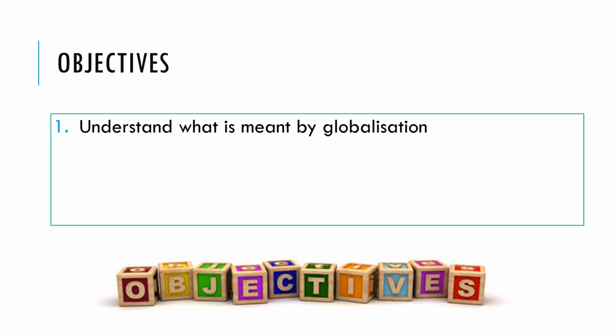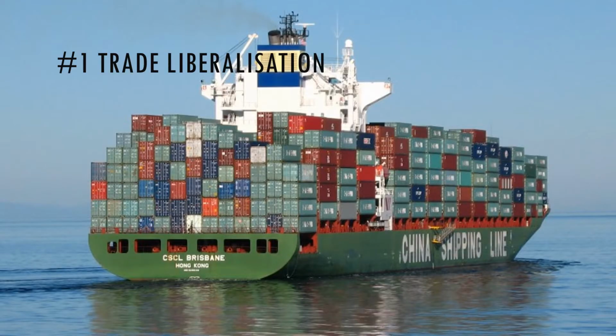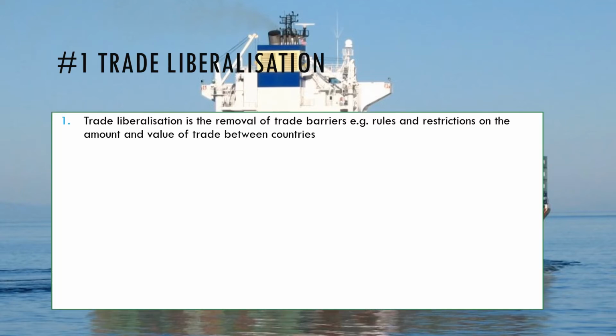So we've looked a bit at what is meant by globalization in the first few minutes. Now let's go on to look at the 8 factors that have contributed to increased globalization. First up, number 1, is trade liberalization. This is the removal of trade barriers. Trade barriers are rules or restrictions on the amount of trade that can take place or the value of trade between countries.